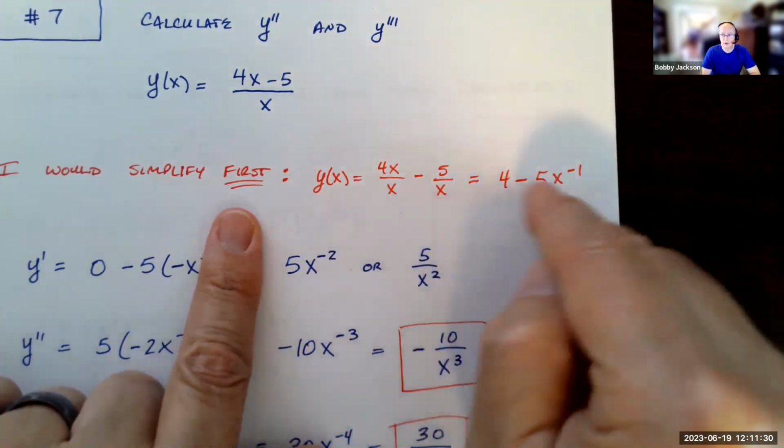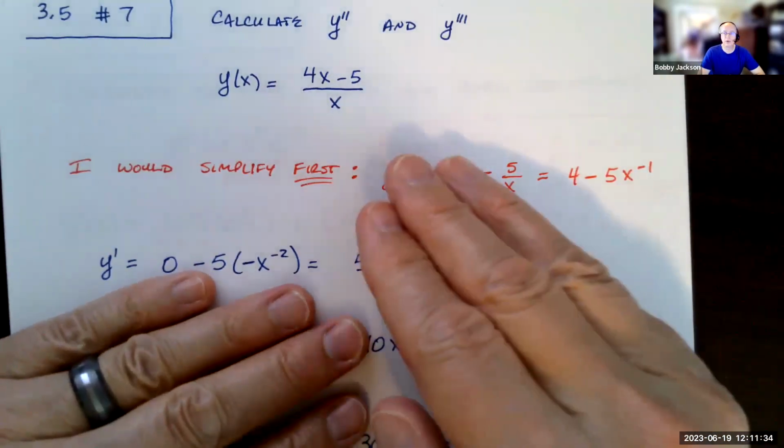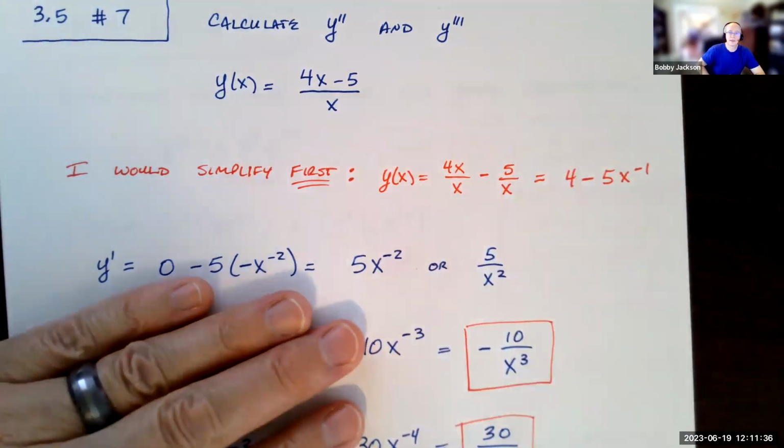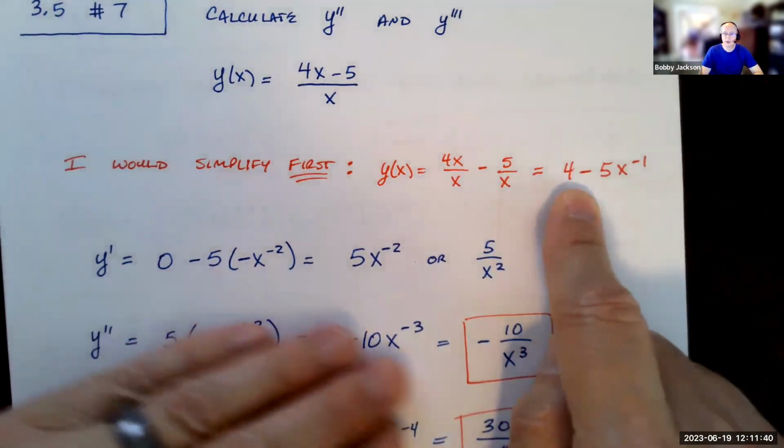So I don't have to use the quotient rule on that either. So this will make it a lot easier. So again, if you can simplify an expression first, then take the derivative, generally that's going to be the way to go. So let's find the first derivative.